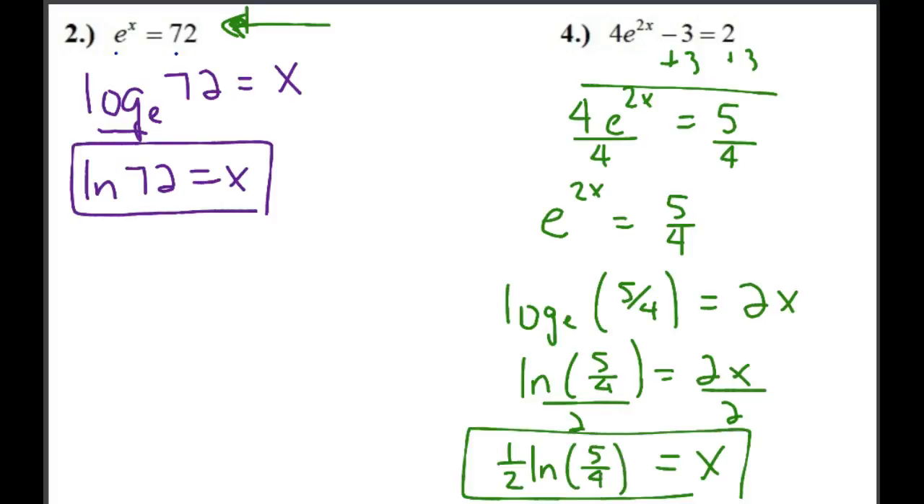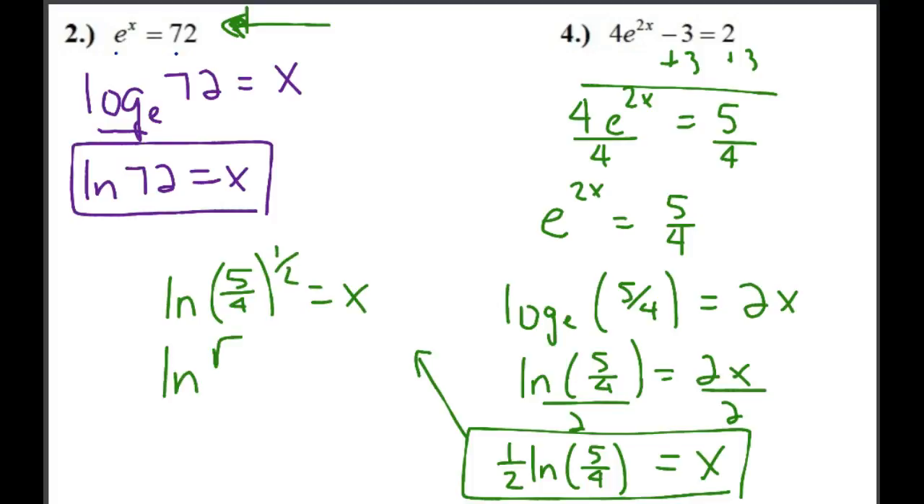So this answer is good. Other ways that you can write this answer that are equivalent, you could make it natural log of 5/4 to the 1/2 power. You could rewrite that, you could make it the square root of the top, which is root 5, and square root of 4, which is 2, for the bottom. That's also equivalent. So any of those answers are fine. They're all exact values then.